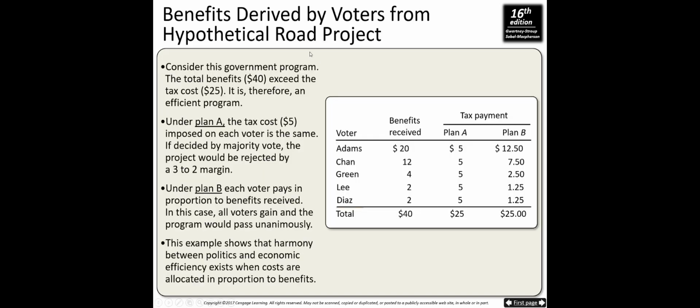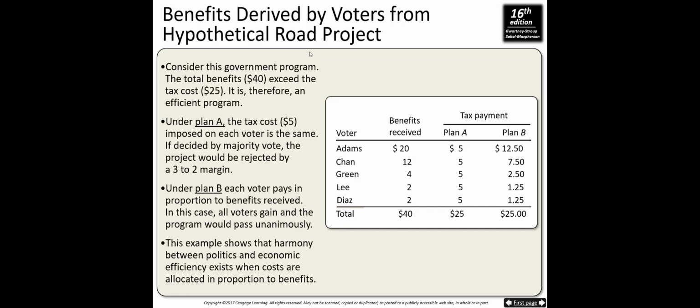Let's see one example to understand what I mean. Consider this government program. The total benefits of $40 exceed the tax cost, which is $25. It's therefore an efficient program. Under Plan A, as you see, a cost of $5 is imposed on each voter, and it's the same. If decided by majority vote, the project will be rejected by a 3-2 margin.